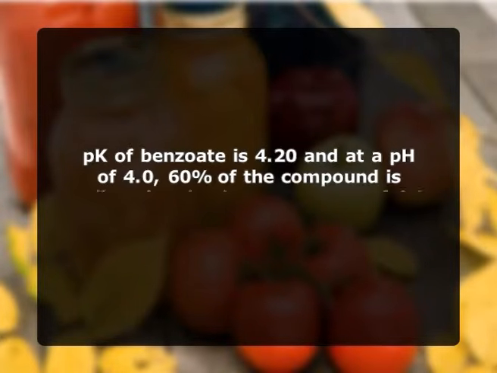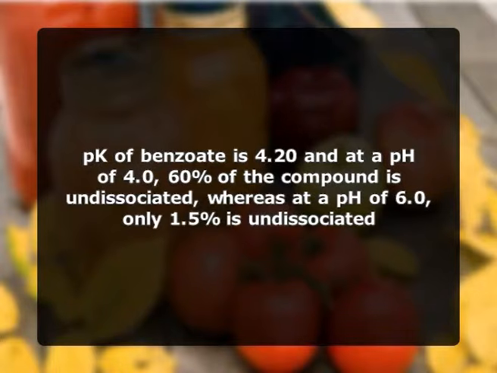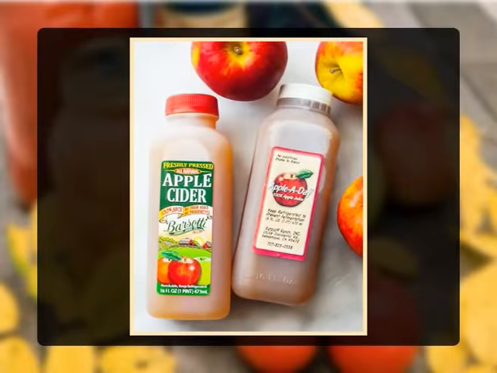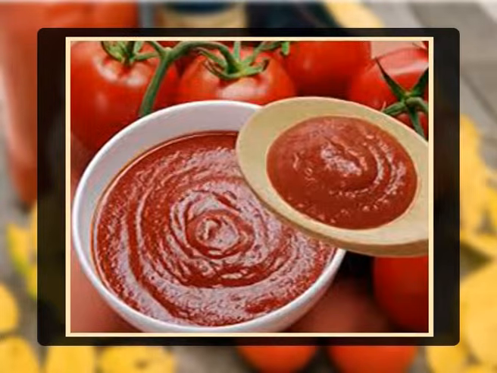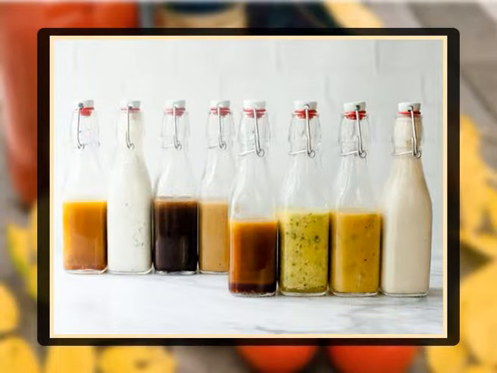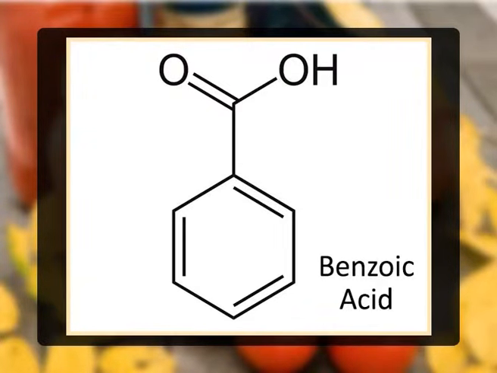As such, they facilitate proton leakage into the cells and thereby increase the energy output of cells to maintain their usual internal pH. The pK of benzoate is 4.20, and at a pH of 4.0, 60% of the compound is undissociated, whereas at a pH of 6.0, only 1.5% is undissociated. This results in the restriction of high acid products such as apple cider, soft drinks, tomato ketchup, and salad dressings by benzoic acid and its sodium salts.